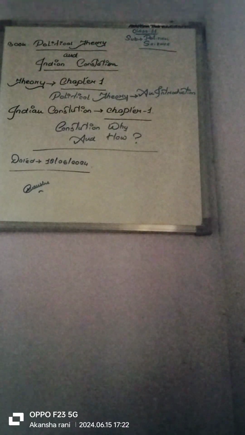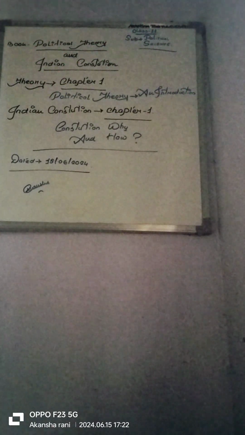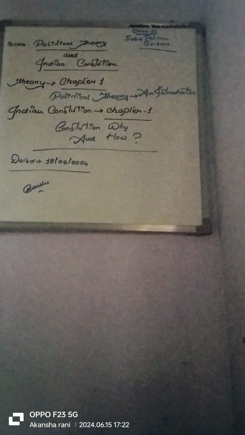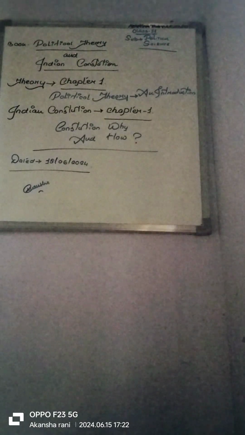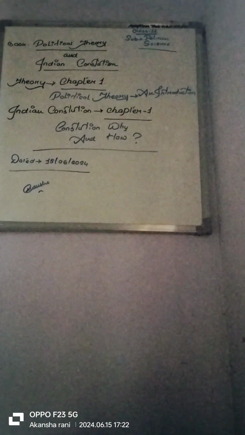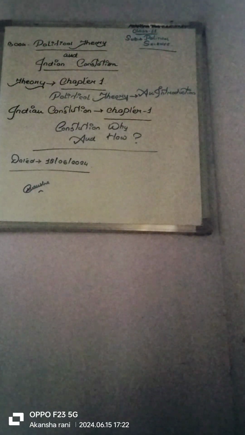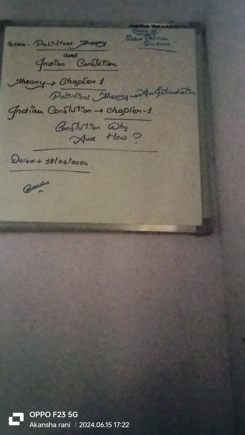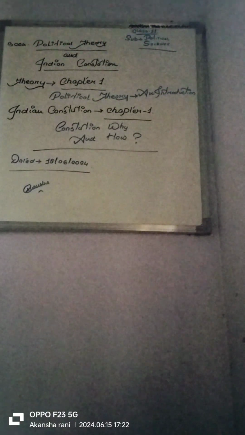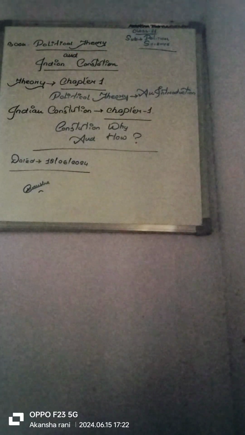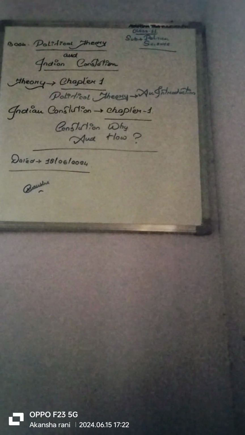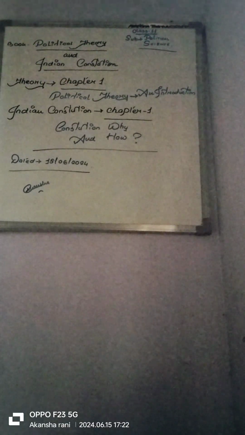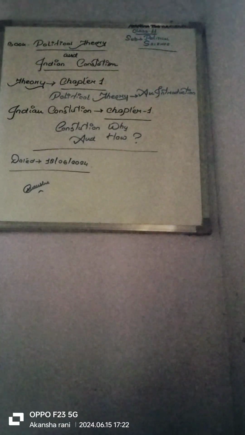Next, formation of the Indian Constitution. The Constitution was drafted by the Constituent Assembly, whose members were elected by the provincial assemblies. The 389 member assembly, reduced to 229 after the partition of India, took almost 3 years to draft the constitution, holding 11 sessions over a 165-day period.